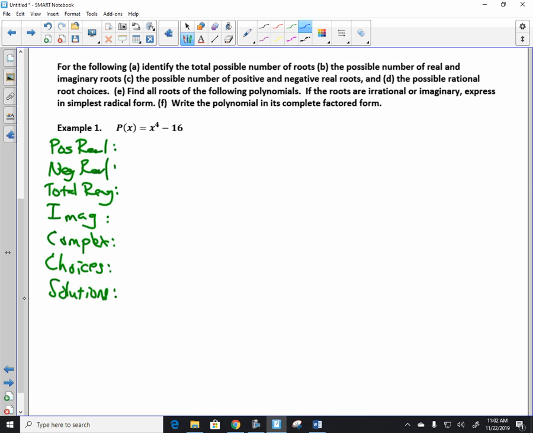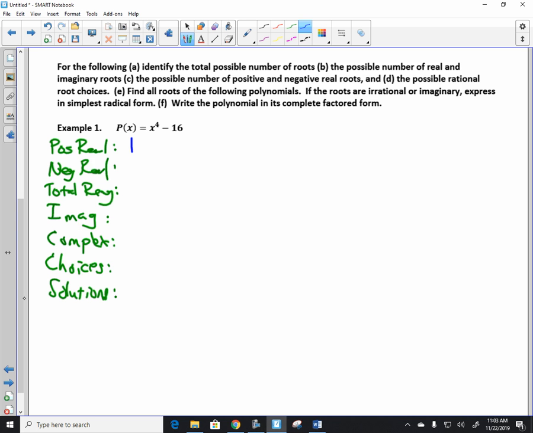How do I determine the number of positive real? How many sign changes are there? 1. By the way, this type of problem we're doing right now is basically a problem pulled straight from your test. You're going to have to be able to do this. You're going to have to be able to do it fast. You don't get a calculator, but this is an excellent type of example.